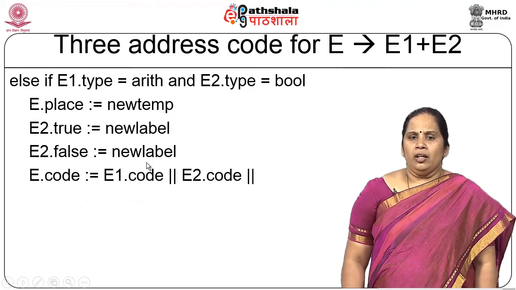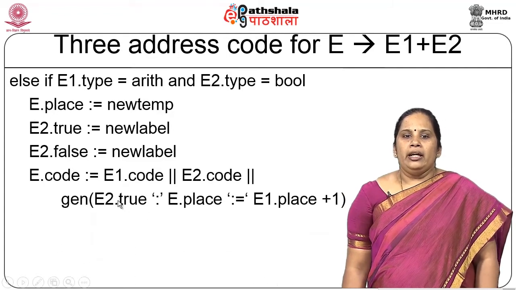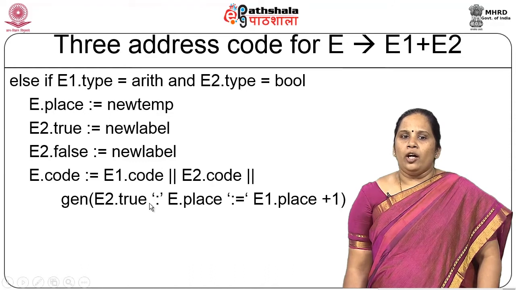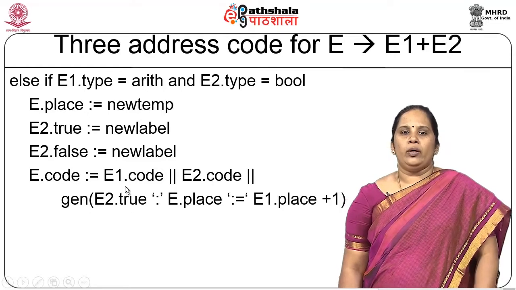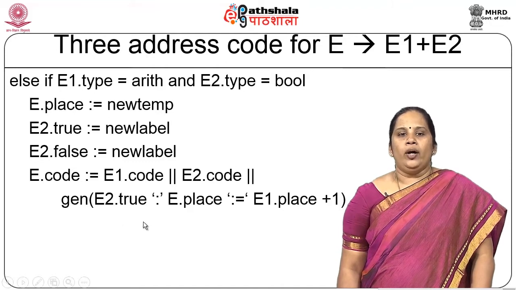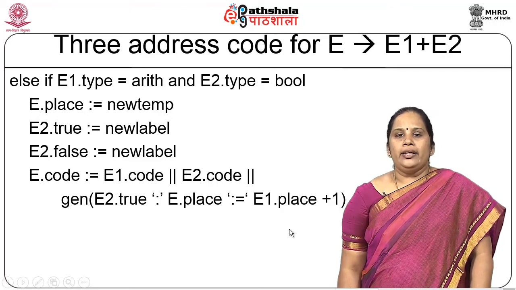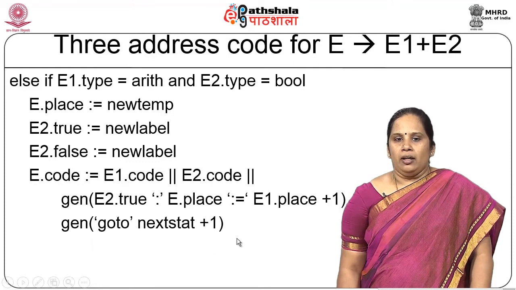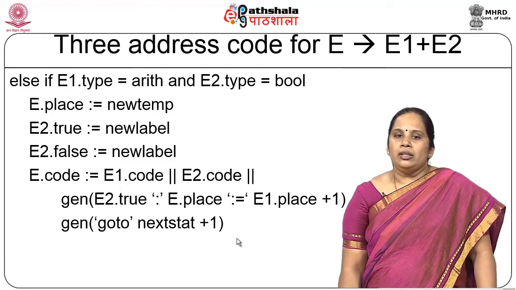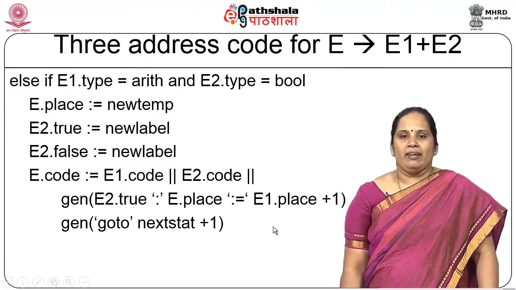And first you generate code for E, you generate code for E1, and you generate code for E2, okay? Then you generate E2 dot true: E dot place will be E1 dot place plus 1. That is, under the true label, this will be some L1, L2, etc. So under L1, what you should do is increment E1 by 1. That is because E2 is true. If E2 is true, then you increment it by 1. If E2 is false, then you have to retain the value of LHS E as the same value of E1.